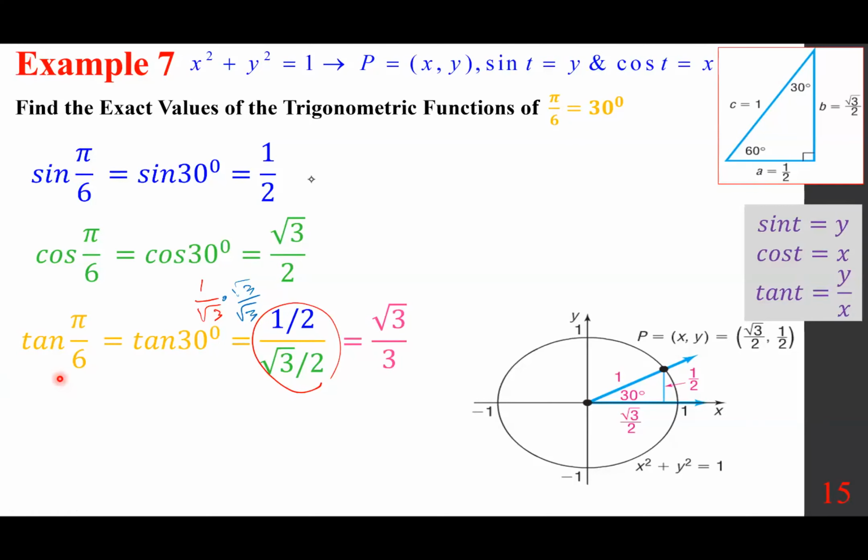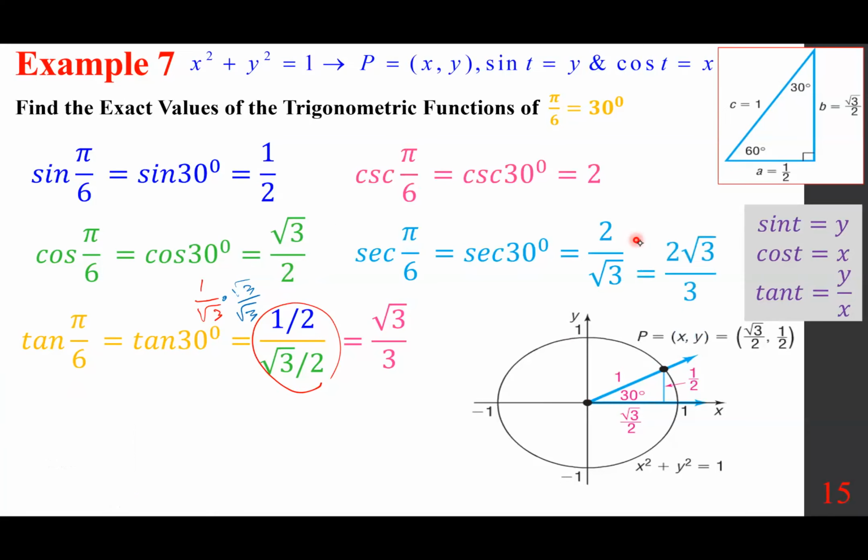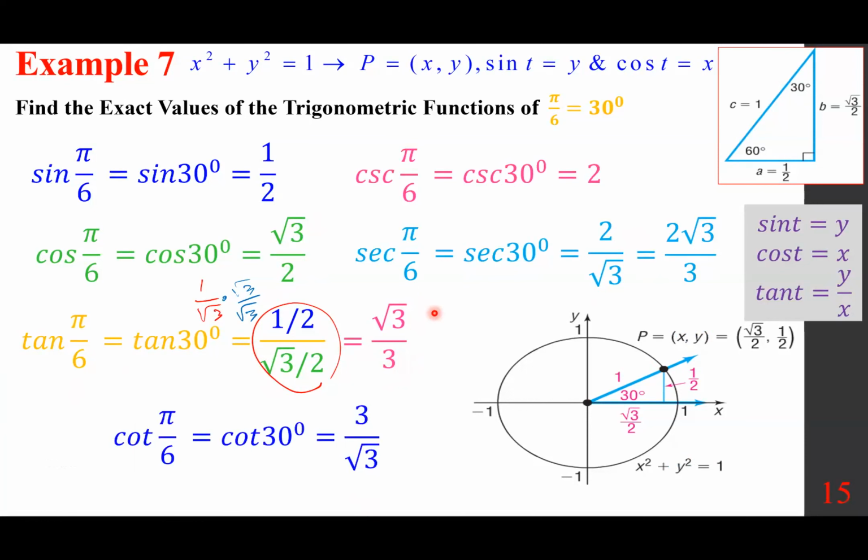Reciprocal of this is 2. Therefore, cosecant of pi over 6 or 30 degrees is 2. Reciprocal of this is 2 over square root of 3. Therefore, secant of pi over 6 or 30 degrees is 2 over square root of 3. Remember, I showed you times square root of 3 over 3. We get 2 square root of 3 over 3. And in this case, cotangent of 30 degrees is 3 over square root of 3, and I hope you know that this is square root of 3 because you can divide 3 by square root of 3 in that fashion.